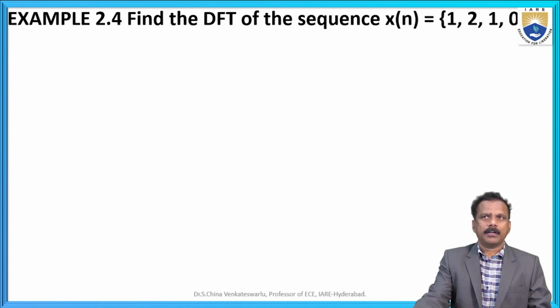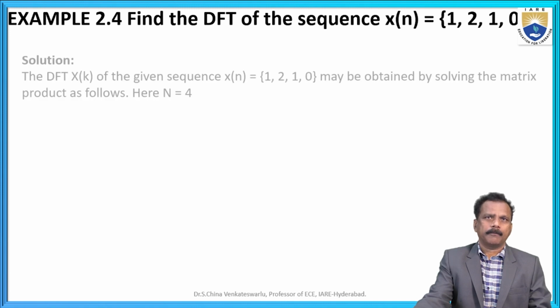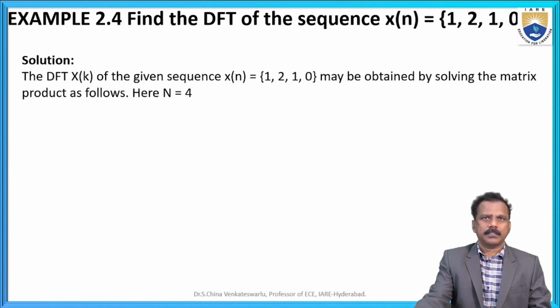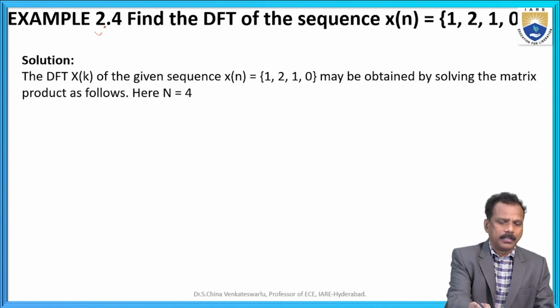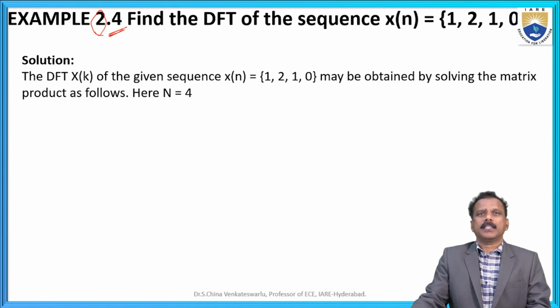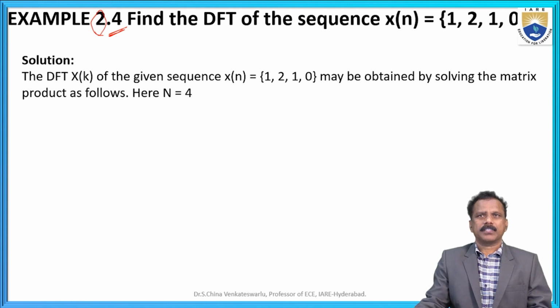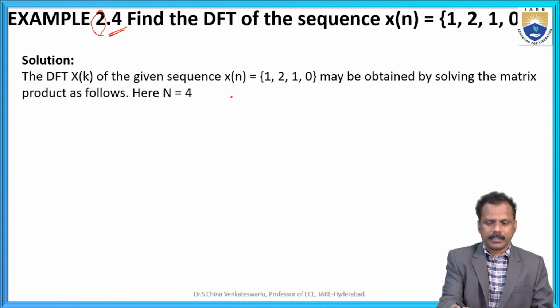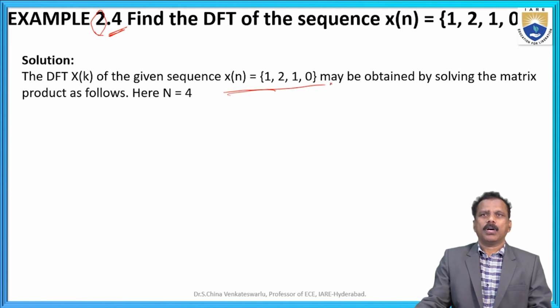Now we verify by finding the DFT of the sequence. Example: the sequence is given as x of n equal to 1, 2, 1, 0. How do we evaluate this? The solution is the discrete Fourier transform. The DFT X of k of the given sequence x of n equal to 1, 2, 1, 0 may be obtained by solving the matrix product as follows.